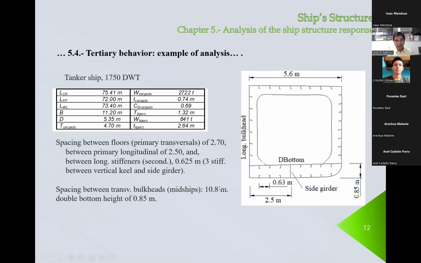Now, what else? Here, you got the spacing between the center and the side girder, 2.5. So if you include 3 longitudinals, the spacing is going to be 0.625. In this case, I'm just writing in the plan 0.63. Height of the double bottom, 0.85, that's a typical number. This is a 75-meter long ship. That's typical. And these properties, remember, this is something that you have to keep in your mind.